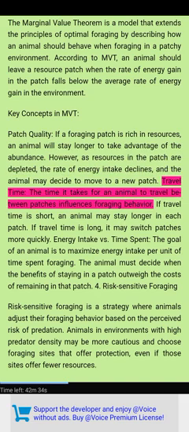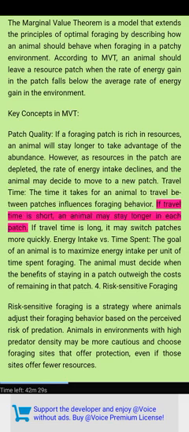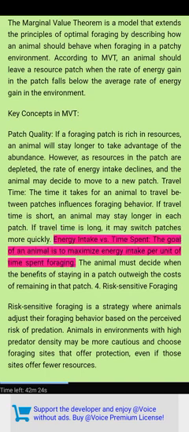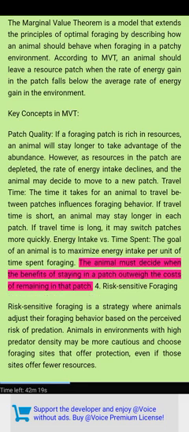Travel time. The time it takes for an animal to travel between patches influences foraging behavior. If travel time is short, an animal may stay longer in each patch. If travel time is long, it may switch patches more quickly. Energy intake versus time spent. The goal of an animal is to maximize energy intake per unit of time spent foraging. The animal must decide when the benefits of staying in a patch outweigh the costs of remaining in that patch.